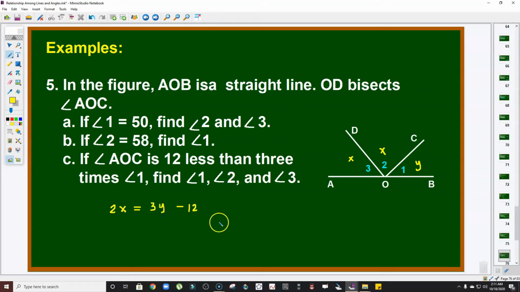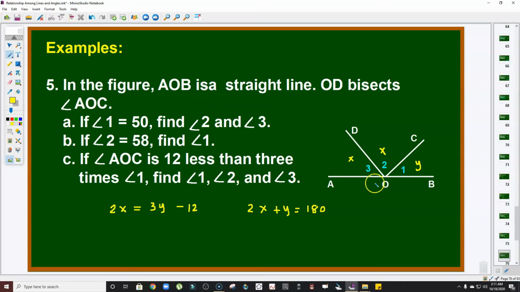That's y. See that? Okay, so that's the equation generated from this. Now take note. Straight angle, di ba? The angle AOB, they form, they're equal to 180. So, therefore, 2x plus y is equal to 180.